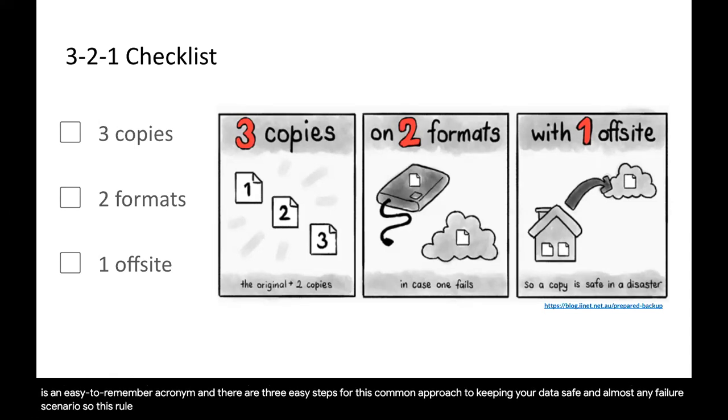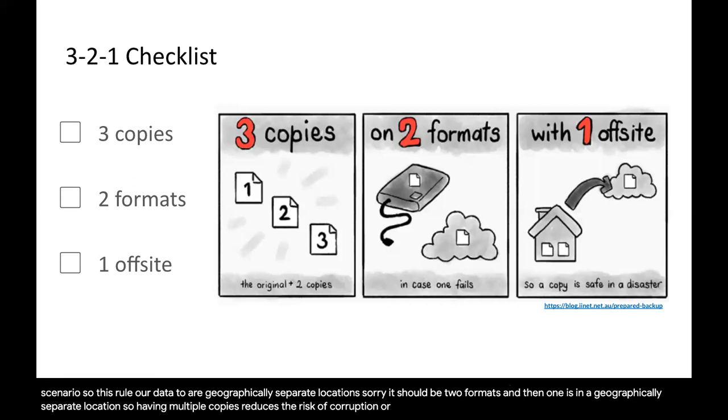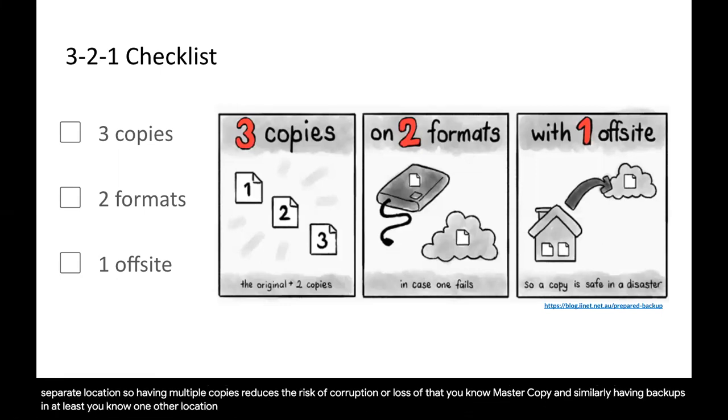So this rule means that you have 3 copies of your data. Sorry, it should be 2 formats, and then 1 is in a geographically separate location. So having multiple copies reduces the risk of corruption or loss of that master copy. And similarly, having backups in at least one other location prevents total data loss due to a localized event, like a lab fire, a flood, or device theft.